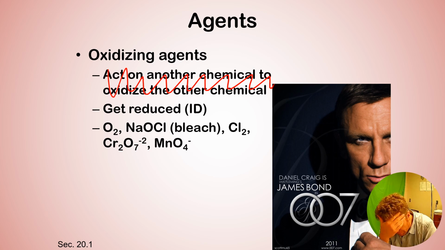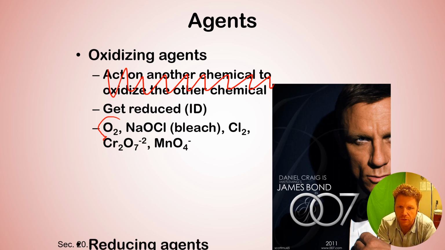Now, good examples of oxidizing agents that you'll see pretty commonly, well, O2, as you would imagine, is an oxidizing agent. It adds oxygen. NaOCl, your household bleach, your sodium hypochlorite, is an oxidizing agent. Cl2, Cr2O7, MnO4, these are all oxidizing agents.